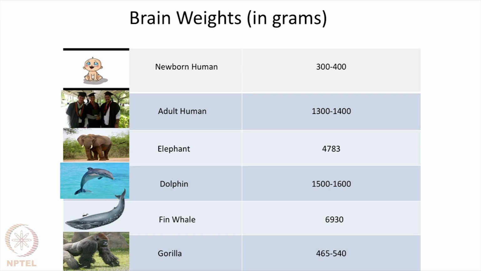Then the elephant has a pretty large brain, about 4.7 kilos, right? And the dolphin is a very smart animal that has about 1.5 to 1.6 kilos, pretty close to, and in fact slightly larger than, the human brain. Then the fin whales; generally all the whale species have very large brains. In fact, they have the largest brains in the animal world. That is 6.9 kilos.